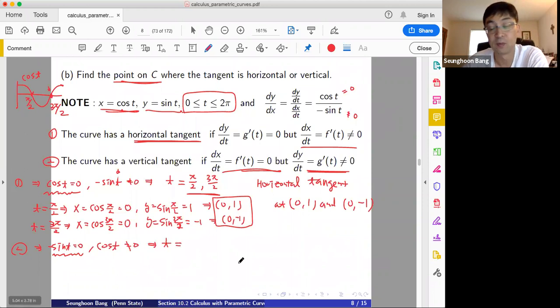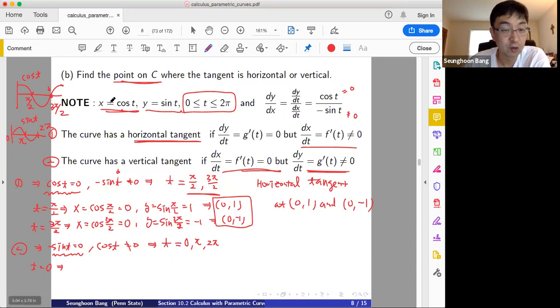What's t? Could you write your answer on the chatting board, please? 0, pi, 2 pi, yes, 0, pi, 2 pi. So what's the sine function? The graph of the sine function is like this. This is sine of t, angle 0, angle pi, angle 2 pi. We have 0, pi, 2 pi. So like this.